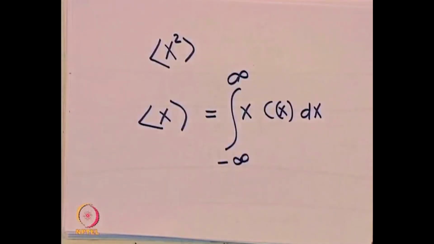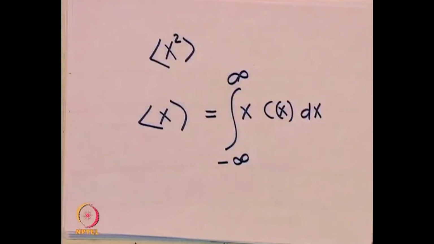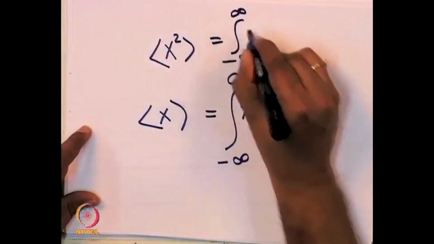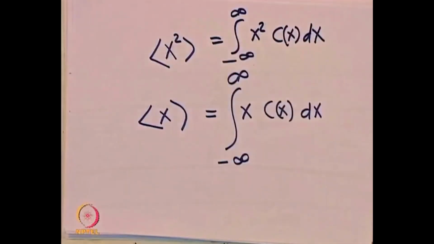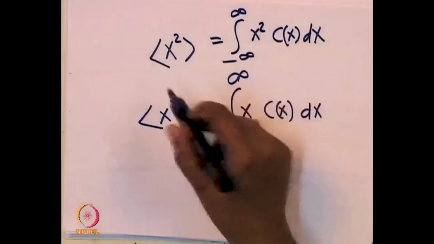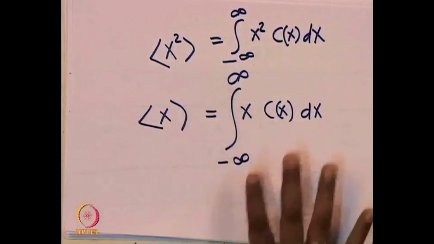You can see this is just like finding the average mark or the average of any quantity. We will discuss this a little more carefully when we discuss statistics, average, etc. But from common sense, you know that average is nothing but this. And we can also calculate x square average in this particular way. So if we know C of x, we can calculate these integrals and get these two average values.